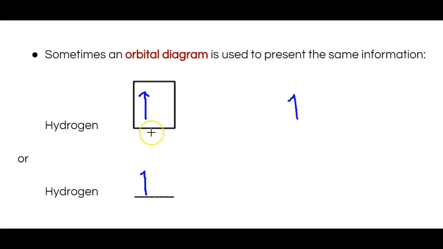Now below there you'll also see the orbital designation. So for instance, if this electron I know to be in the 1s, you would see below there just a 1 and then the s. And then same over here.